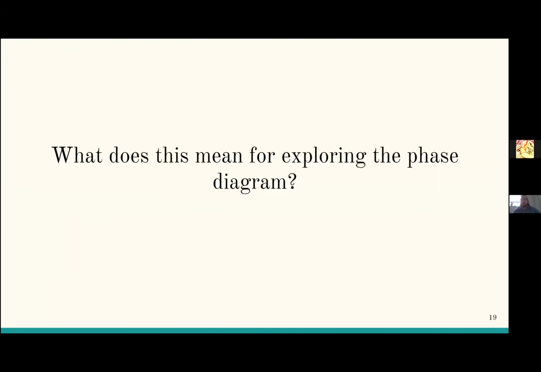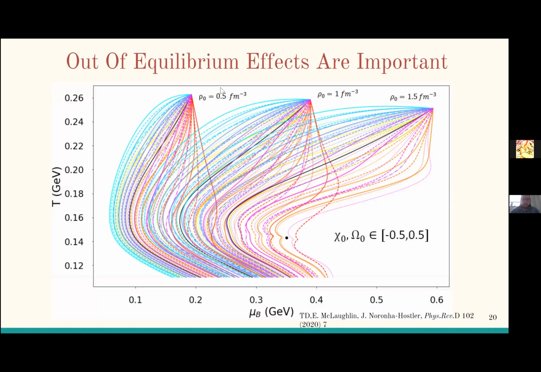But okay, so what does this mean for actually exploring the phase diagram? Well, it means that out of equilibrium effects are important. What I have here is all trajectories initialized at the same energy density, with 3 different baryon densities that you initialize at, and then a plethora of different shear and bulk values. This chi and omega are the same chi and omega from over here. It's just the unitless versions of your bulk pressure and your shear.